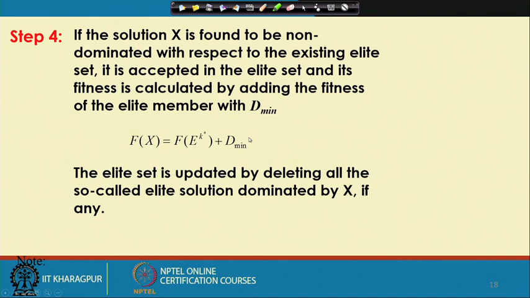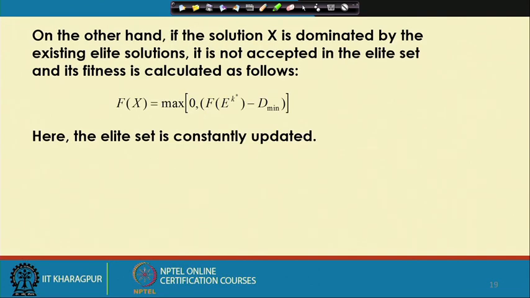On the other hand, if the capital X is found to be dominated, that means it is a worse solution compared to the existing non-dominated solution. In that case, we do not select x for the non-dominated bin, and its fitness is calculated using this formula. This process will go on and on, and we will get some N1 subpopulation solutions and some other solutions in N2, that is, the non-dominated set.